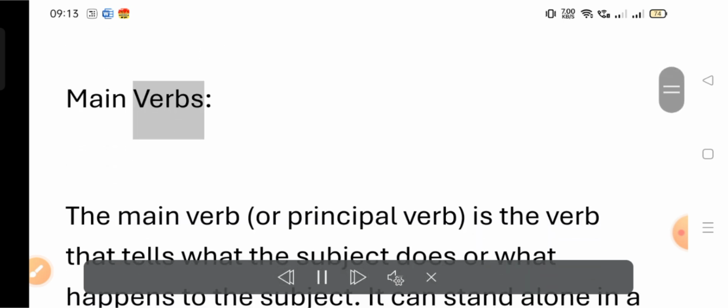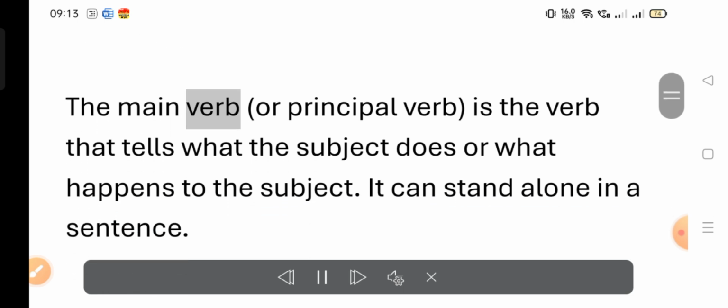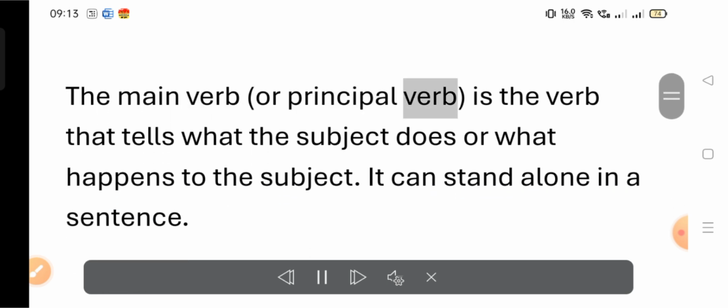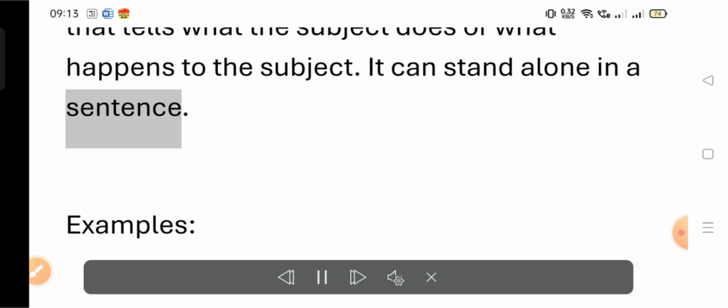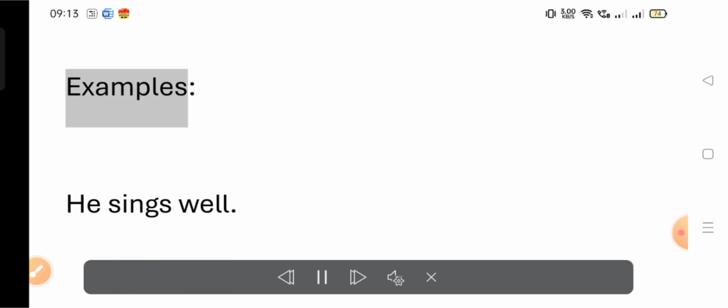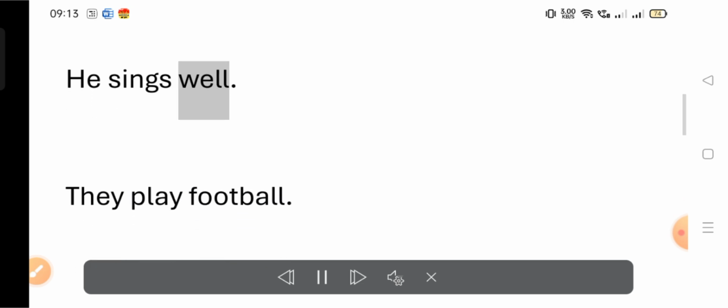Main verbs. The main verb, or principal verb, is the verb that tells what the subject does or what happens to the subject. It can stand alone in a sentence. Examples: He sings well. They play football.